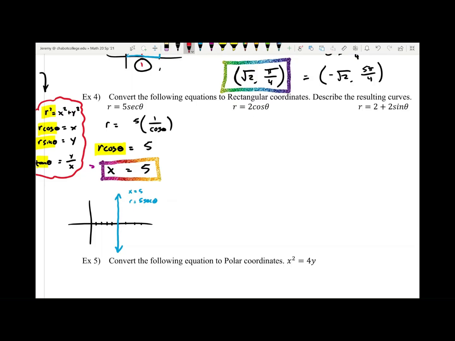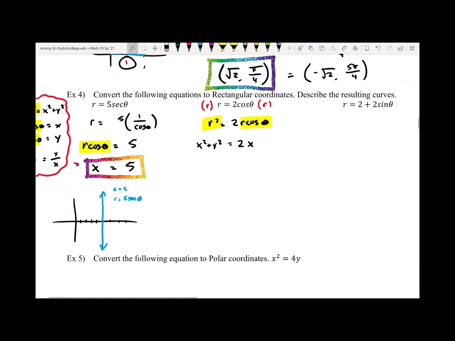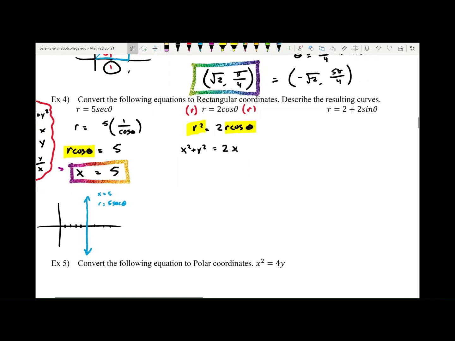So the trick for this problem is I'm going to multiply both sides of the equation by r. And I'll get r squared is equal to 2r cosine theta. And r squared, I'm happy to see that. R cosine theta, I'm happy to see that. Because r squared, that's just x squared plus y squared equals 2 times, and then r cosine theta, that's just x. Okay, so now what is this? What type of curve is this?